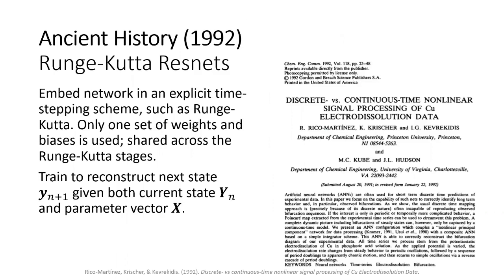This is a paper from 1992 where we used autoencoders in order to learn dynamical systems with neural networks and machine learning. The paper has a horrific title, Discrete versus Continuous Time Nonlinear Signal Processing of Copper Electrode Dissolution Data. And if you wanted to look for neural network architectures in this paper, you definitely would not say that from the title. Jack Hudson was the guy in whose lab the experiments were done.